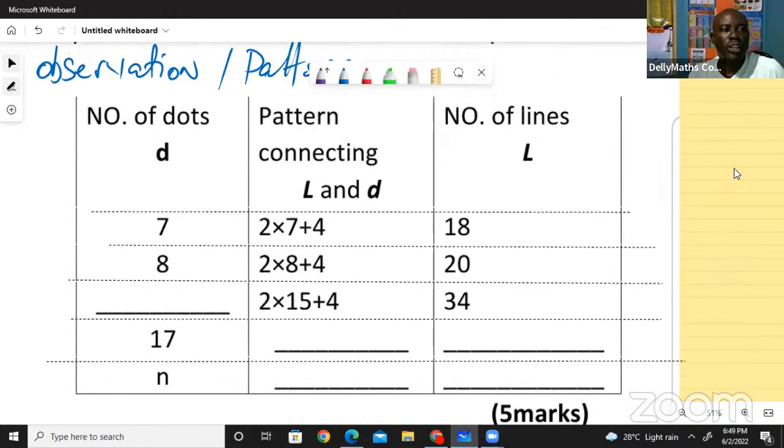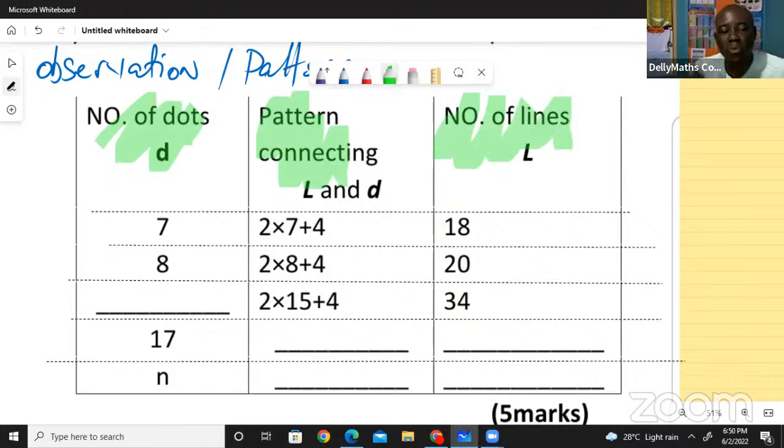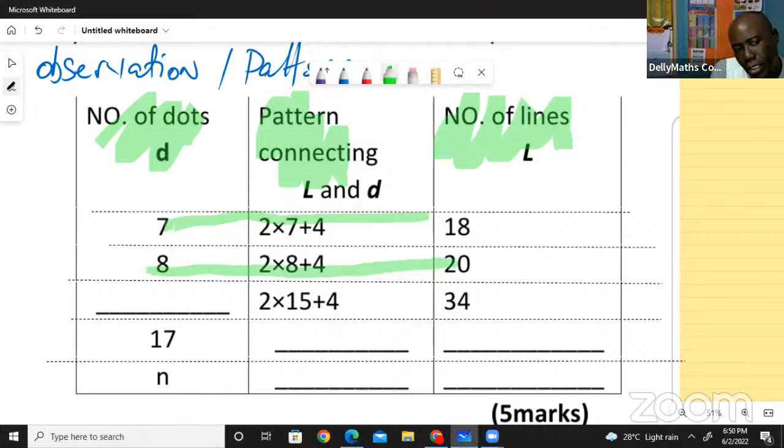All right. So the thing is, we have a column that says number of dots, pattern connecting L and D, and number of lines. So this is an idea. Whether or not you understand what these are talking about, what you have to do is observe everything going on. But how I want you to observe this is in a special way. I want you to observe line by line, line by line. We're going to be looking at it line by line.